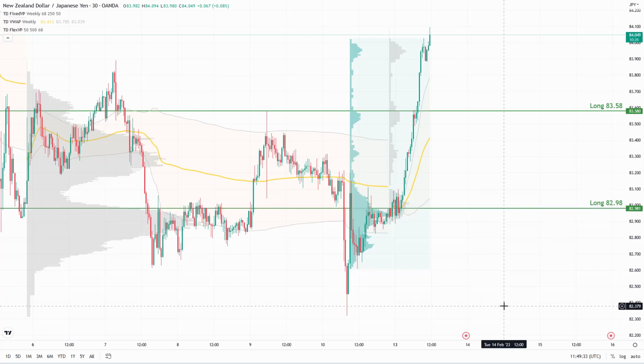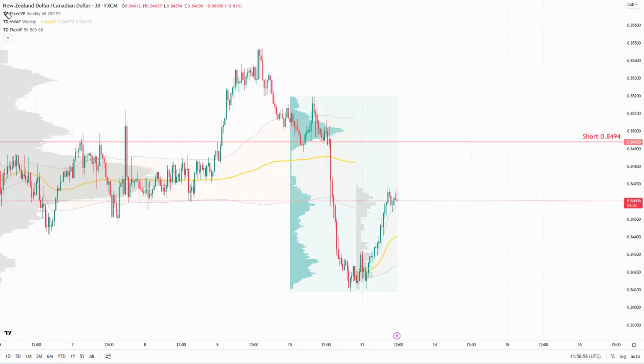Now let me switch over to the next trading idea, and the next one is on the New Zealand dollar, Canadian dollar. So what you see before you now is New Zealand dollar, Canadian dollar, 30-minute time frame, and in here I have a newly formed resistance at 0.8494. This resistance is based on a setup which I call the volume accumulation setup.